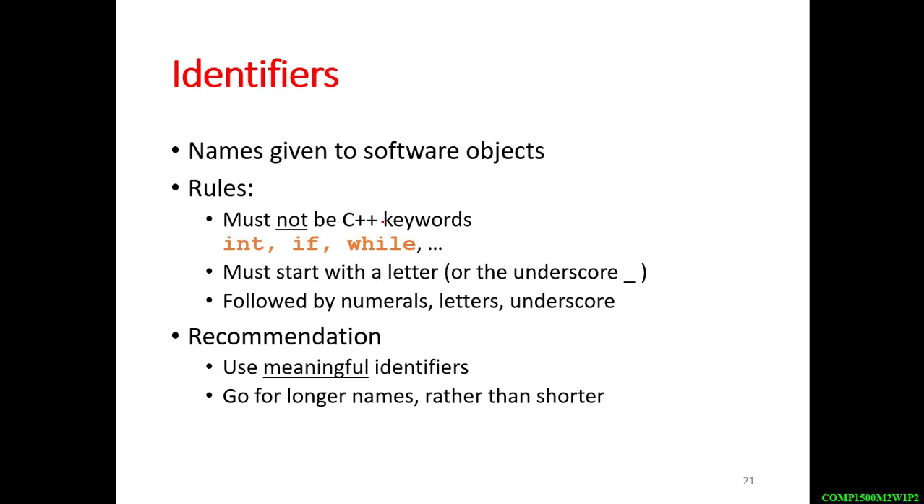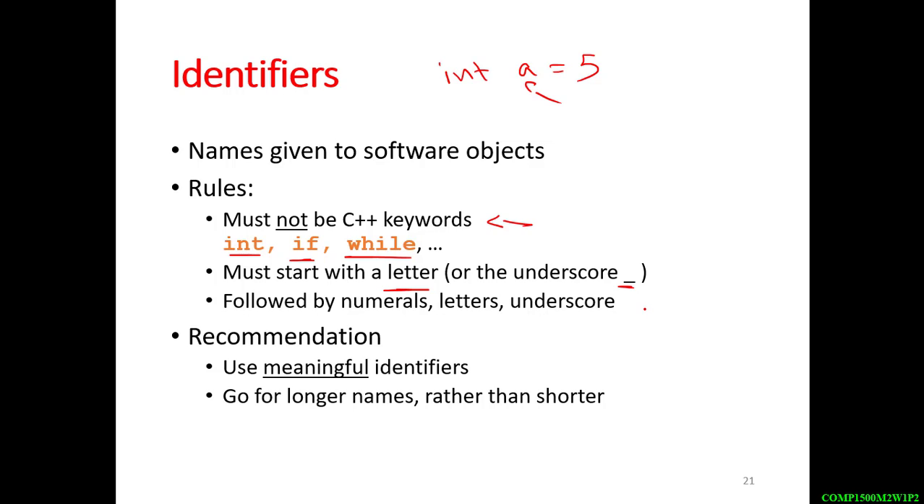Then we have the identifiers. How do you create your identifier? Identifiers, like I say, integer a is equal to 5. A is considered an identifier, an object identifier. So the rules are, it must not be a keyword. You cannot use integer, if, while. These words are reserved words. You must start with a letter or an underscore. You cannot start with a number. Okay? You cannot start with a number.